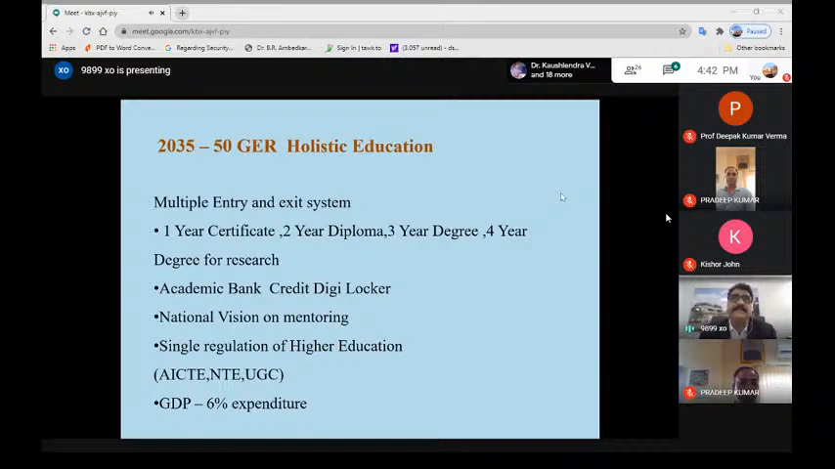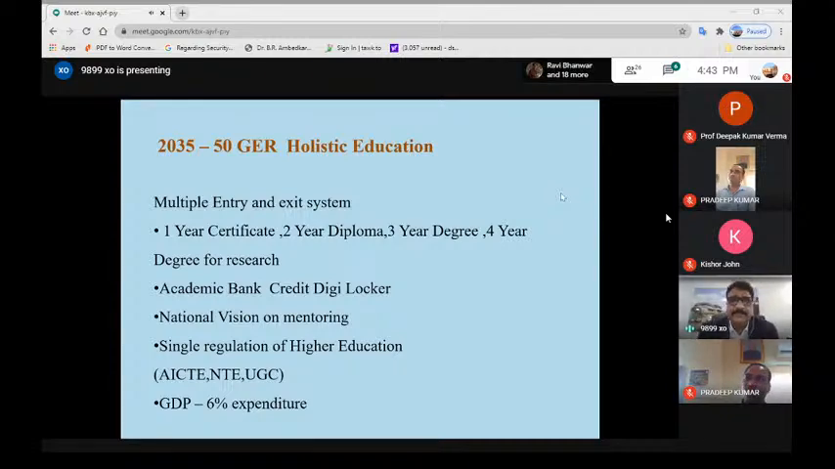What are the challenges? The challenge is how to implement such a visionary document. Whatever we are seeing on higher education issues is a 68-page document available on the website. The rest of the document was made for the public, but now we are just talking about the 68-page document, where different kinds of issues are discussed. One is that by 2035, we should achieve a 50% gross enrollment ratio. That is a very good approach.